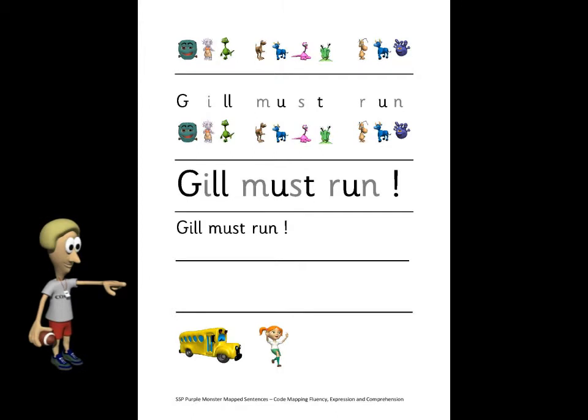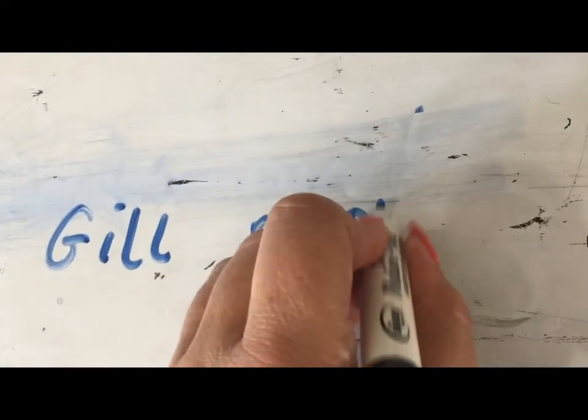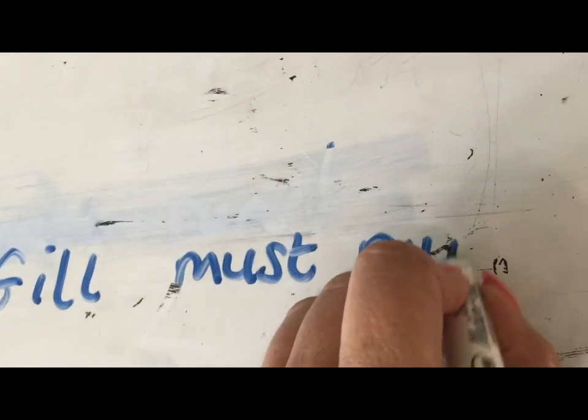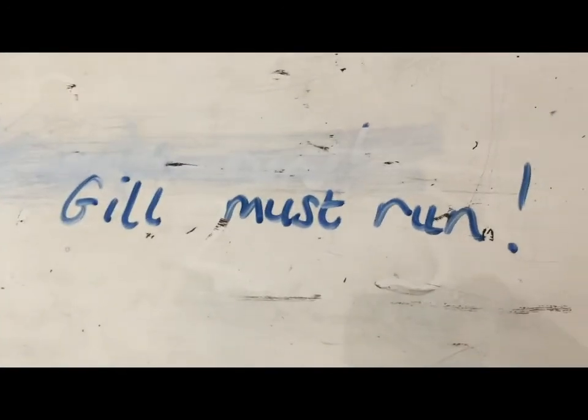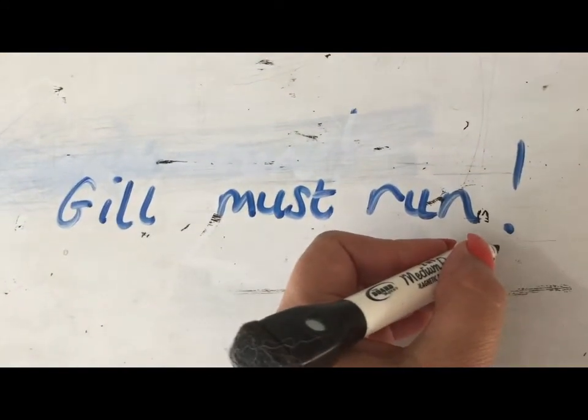Then they write the sentence, because remember this is laminated. So they can write on it with a whiteboard pen and rub it off for the next person. Jill must run. And what I want for the brain, for the encoding, is that they're actually saying the speech sounds, the phonemes, as they're writing the sentence. J, i, ll, Jill, s, t, must, r, u, n, run. Jill must run. By saying the speech sounds as they're doing it, it's helping them with their encoding.